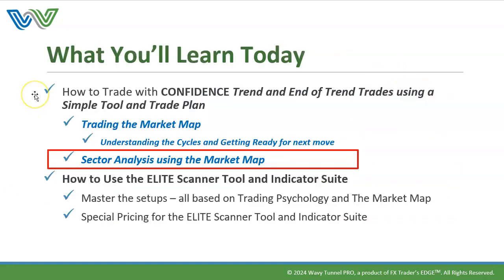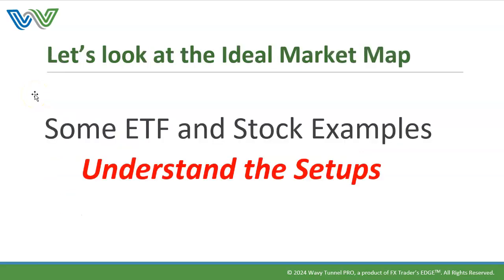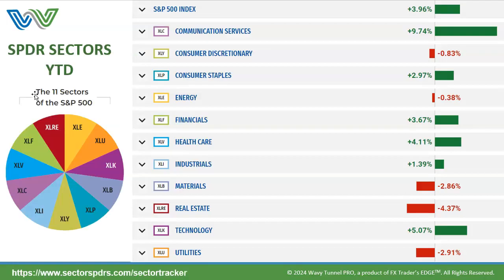So now let's do some sector analysis using the market map. Some ETF and stock examples, understanding the setups. So this is from a website called Sector Spiders. It's at the bottom of the slide here. And these are the 11 sectors that comprise the S&P 500. And they're listed here. These are the year-to-date returns, and communication services is up 9.74%. The S&P is up 3.96%. So this changes every single day.